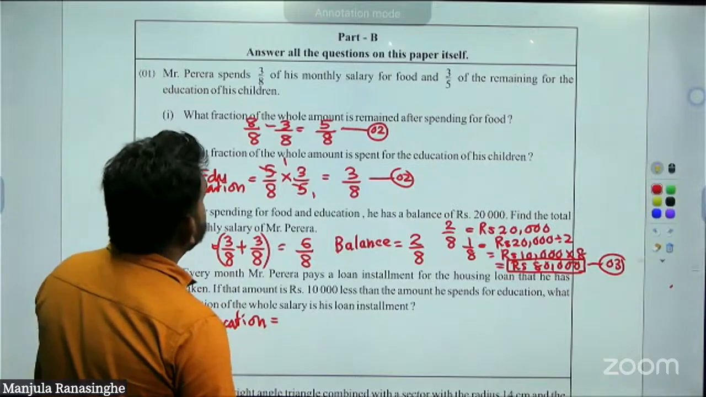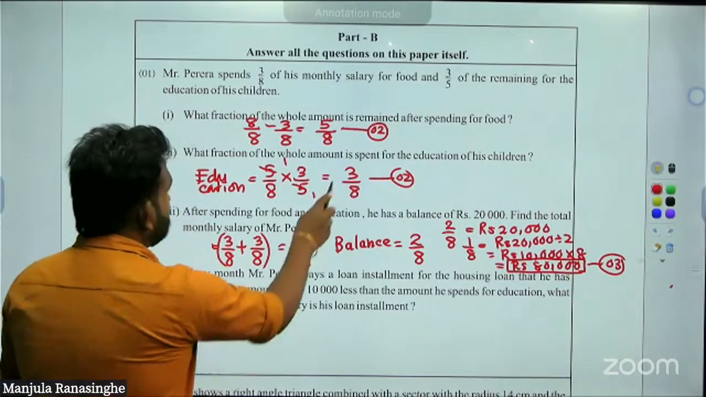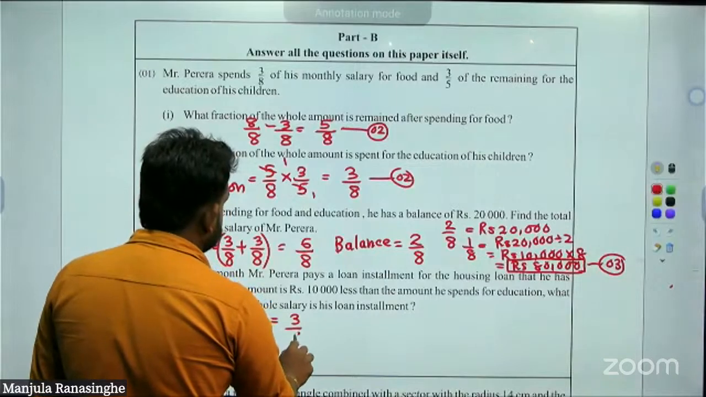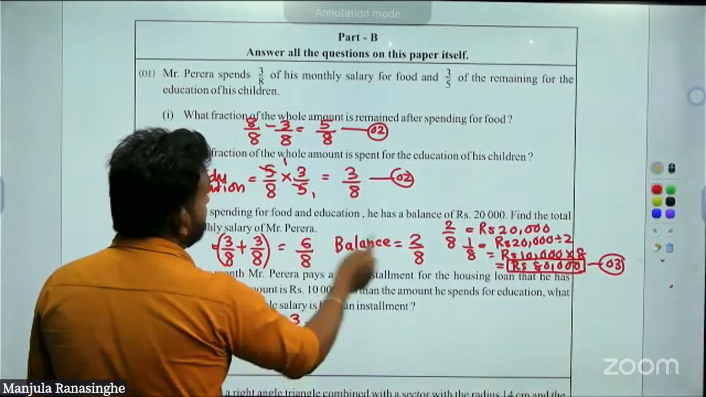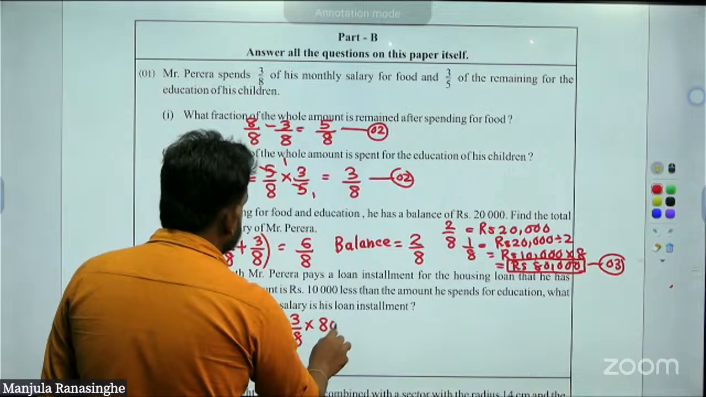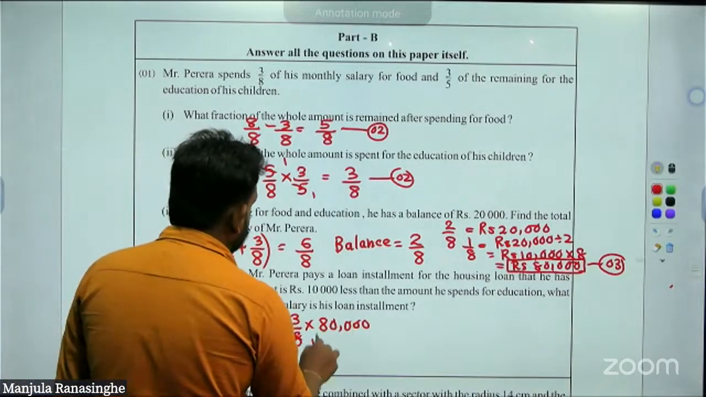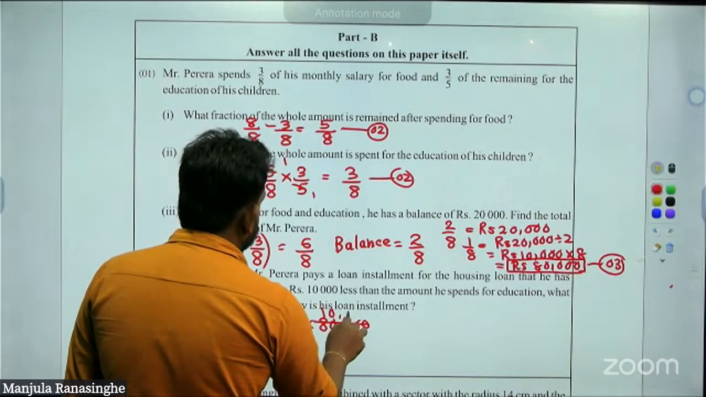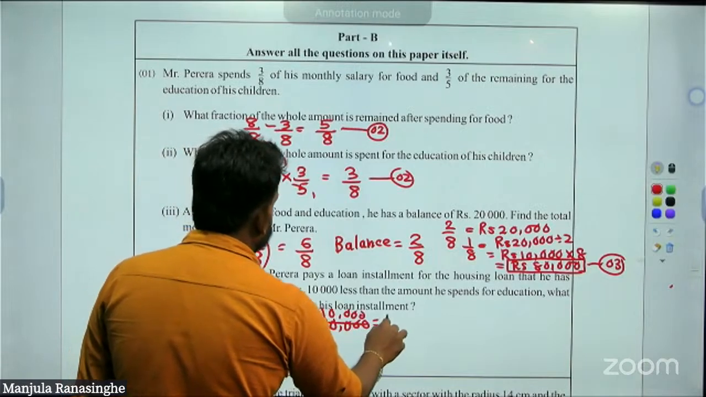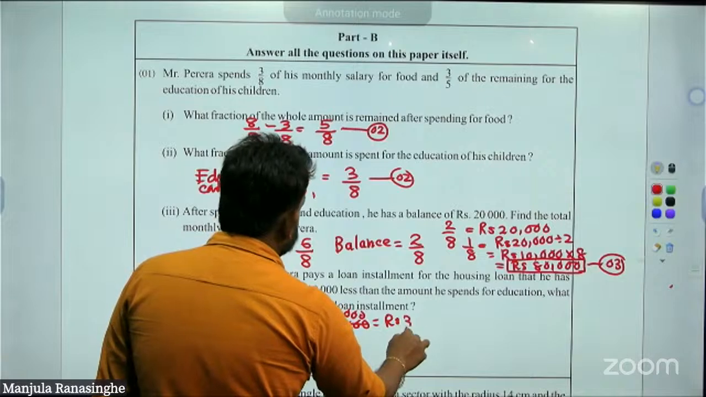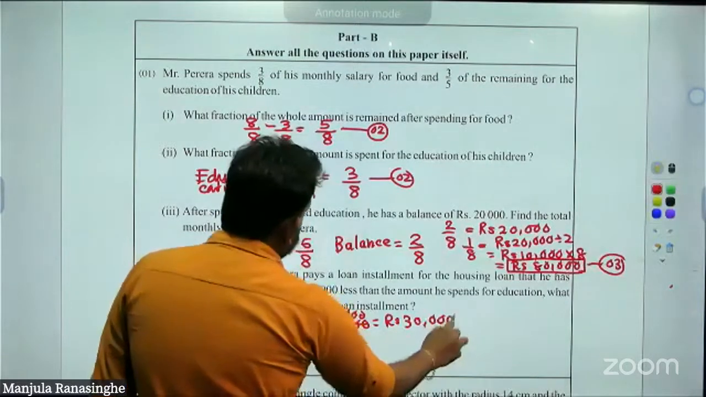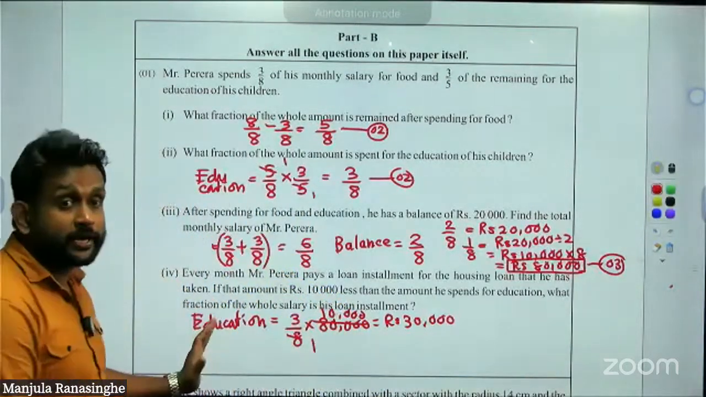So what is the education fraction? 3/8. So now you can write education money is 3/8 of the total salary, that is 80,000. From 80,000, just take 3/8. So 8 1s are 8, then 10,000. Then here 10,000 into 3, that is rupees 30,000. Okay, that is for the education.